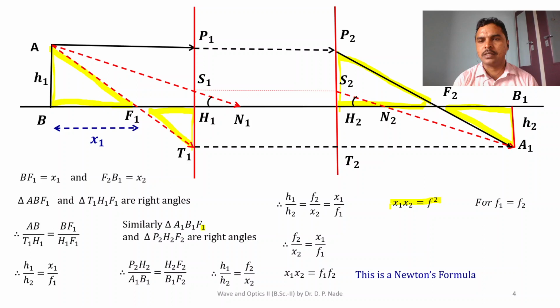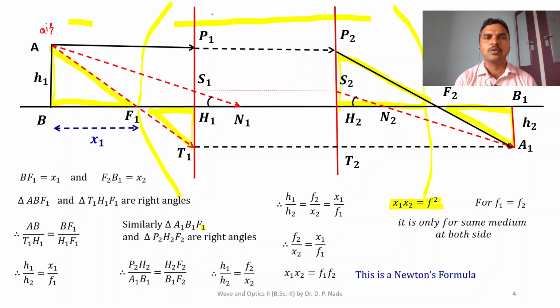It is only for the same medium at both sides. So suppose this is the lens part, and this is the air medium. So this is called an air medium, and the lens part is a mu medium, I can say. So in that case only we will get the same relation. This is called Newton's formula, and in this way we can find out where the image will be formed. So now we can stop here.